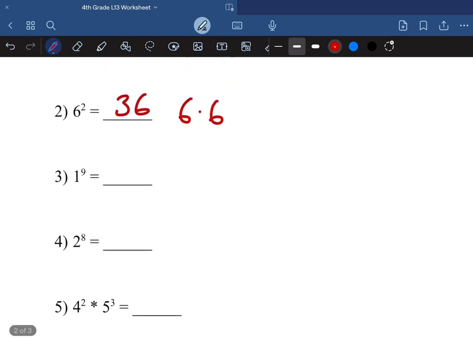Number 3, we have 1 to the power of 9, so since 1 to the power of any number will always be 1, the answer for number 3 will just be 1.